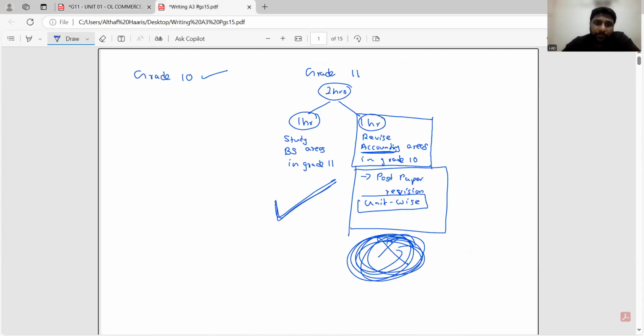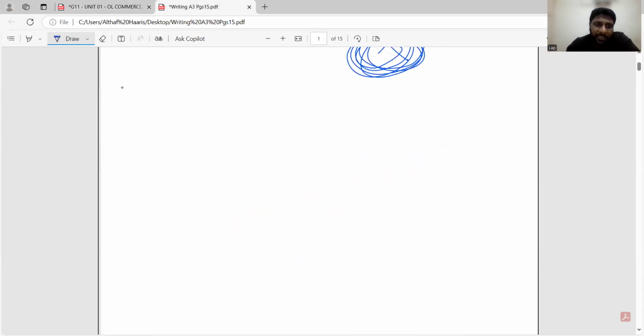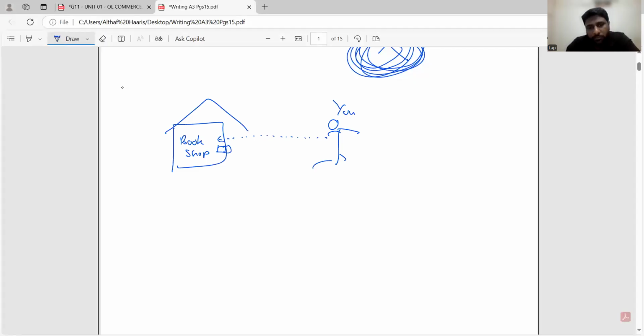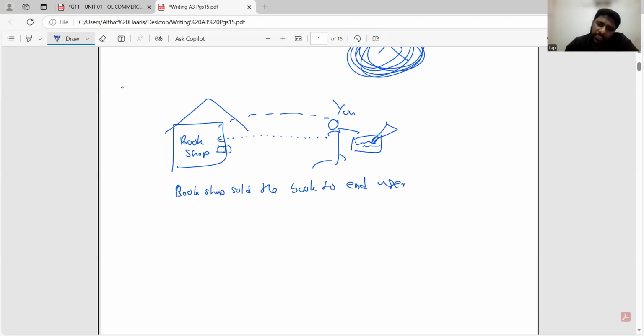Let me take an example which I took previously. This is the bookshop. This is you. You are going to the bookshop. You are buying this book. And you are using the book. So the bookshop sold the book to the end user or last user of the book.